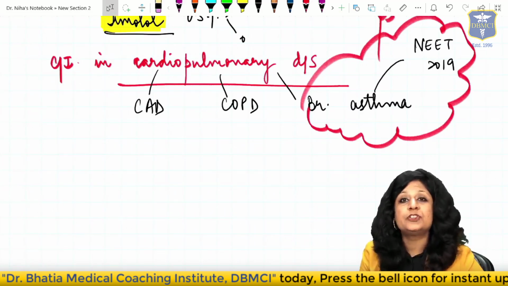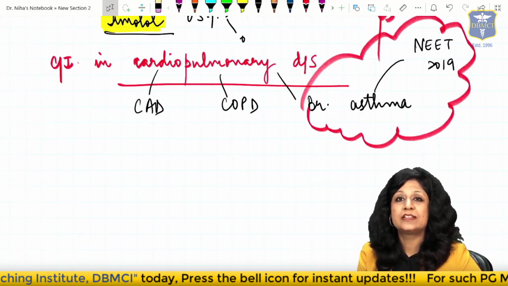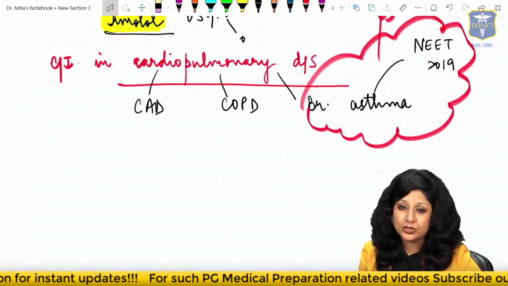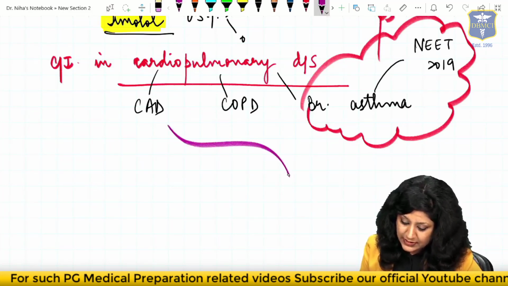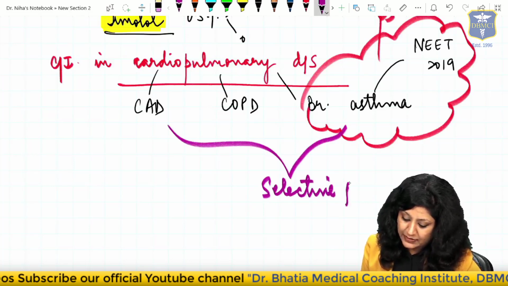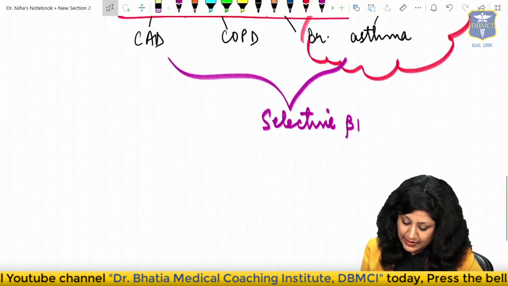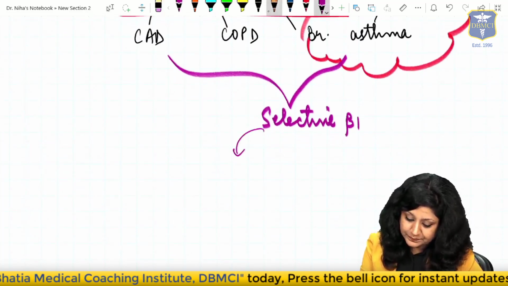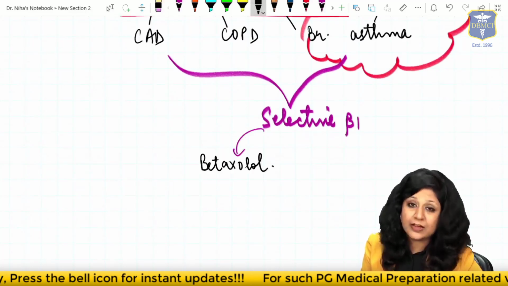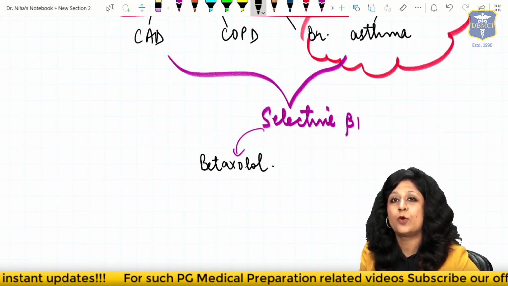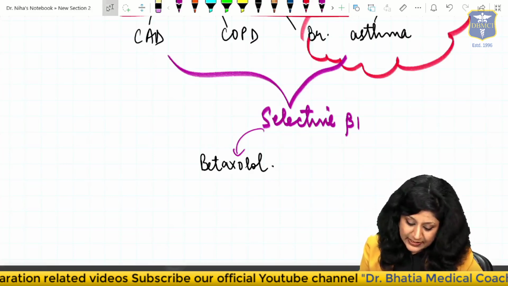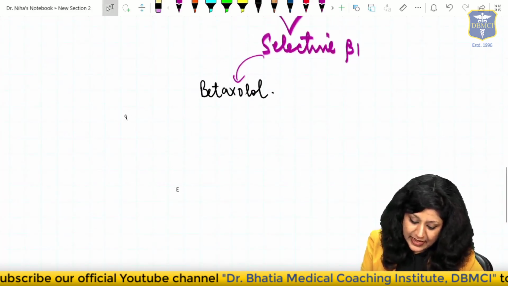Now suppose you get a patient who has bronchial asthma, COPD, or CAD, and you want to give beta blockers. These patients can be given the selective ones, the selective beta 1 drugs. For example, we have betaxolol. Though the anti-glaucoma property of this drug is lesser than Timolol, it is still a good option, and it has an advantage.